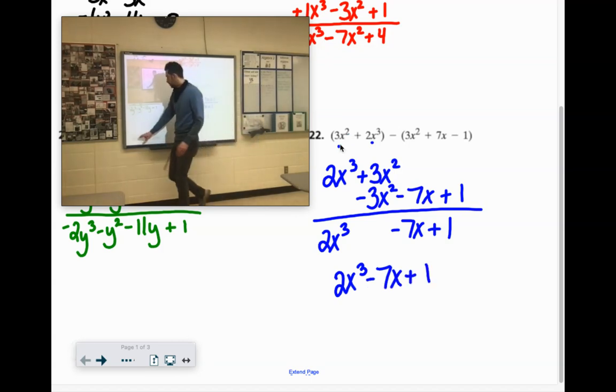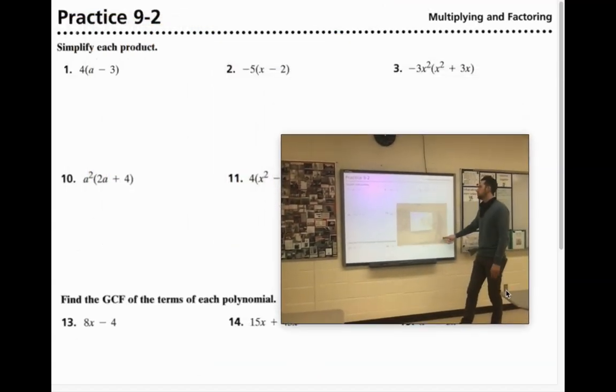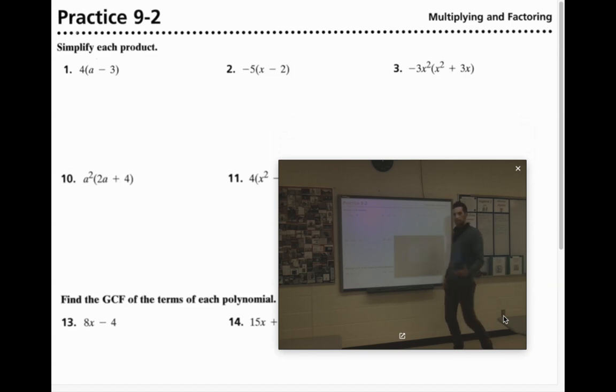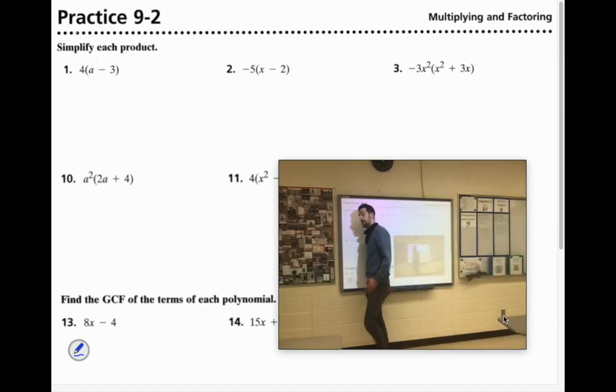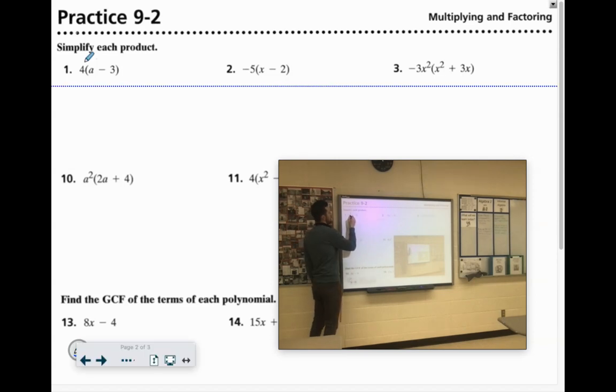Great. Let's try some more. Let's get into 9-2 stuff. 9-2 was where we were multiplying these binomials with polynomials. So here we'll start something simple. 4 times a is 4a. I just made my 4a into math. And then 4 times negative 3 gives you negative 12.